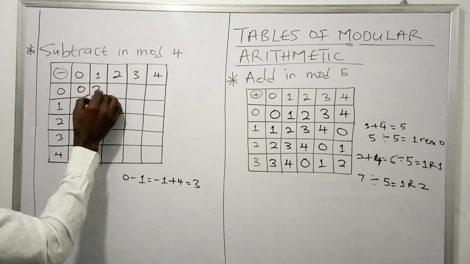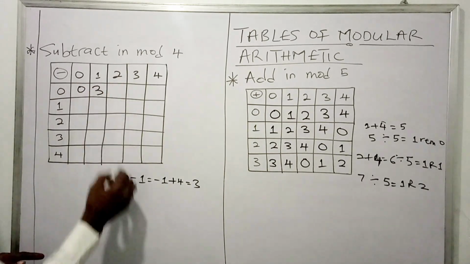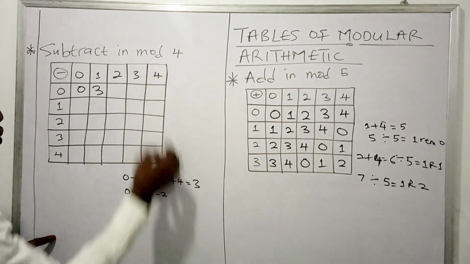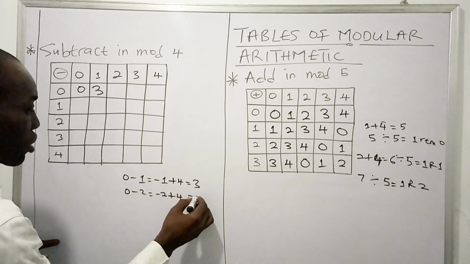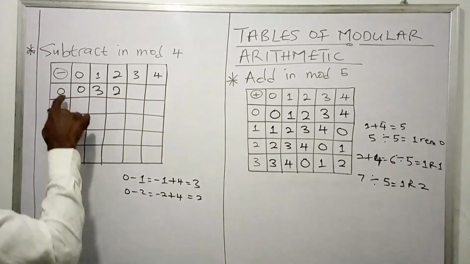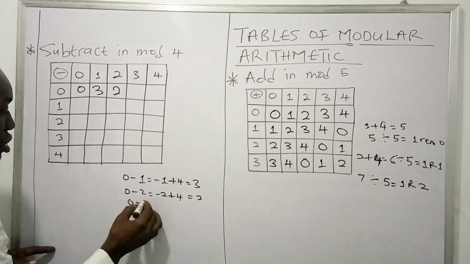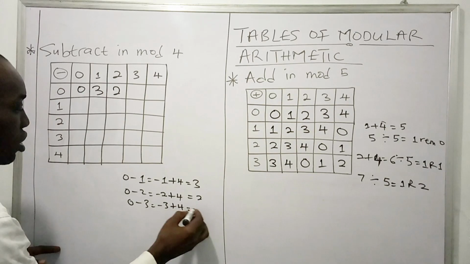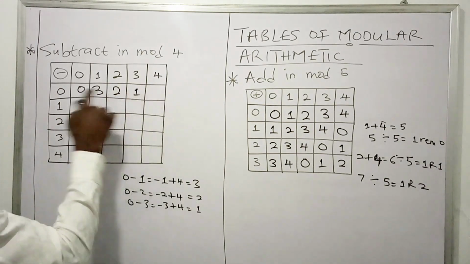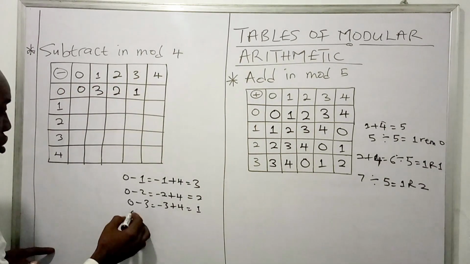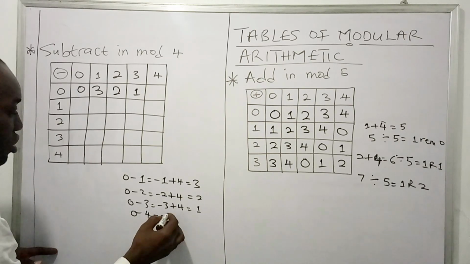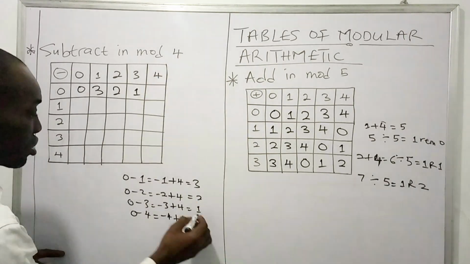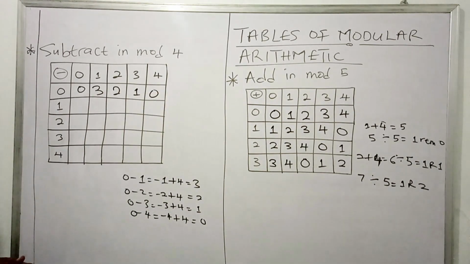So here with 3, 0 minus 2 will give us minus 2. Then we add the mode to it, plus 4, that will give us positive 2. So yes, 2. 0 minus 3 will give us minus 3. We add the mode to it, plus 4, that will give us positive 1. So yes, 1. 0 minus 4 will give us negative 4. Then we add the mode to it, plus 4, that will give us 0. So yes, 0. So you go on and on that way.